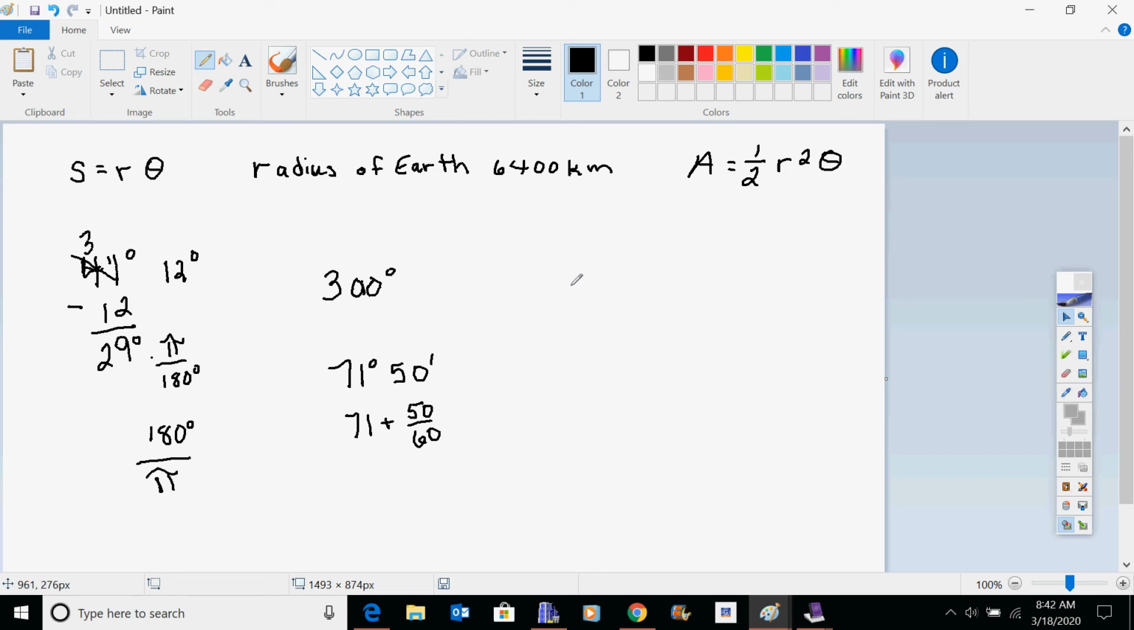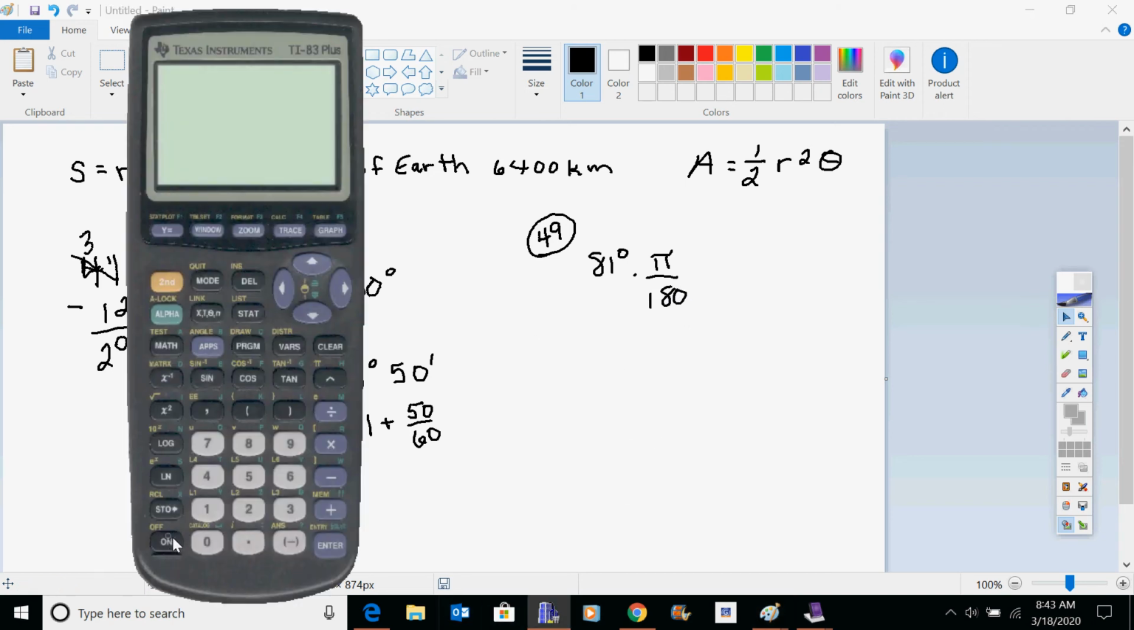Number 49, however, is a little bit trickier because it has your number of degrees for your angle rather than radians, so you have to take your 81 degrees. I'll go ahead and follow through number 49 in its entirety. 81 degrees, and you're going to change that into radians by doing pi over 180. I'm just going to go ahead and use the calculator on that one. I'll take 81 times pi and then divide it by 180.